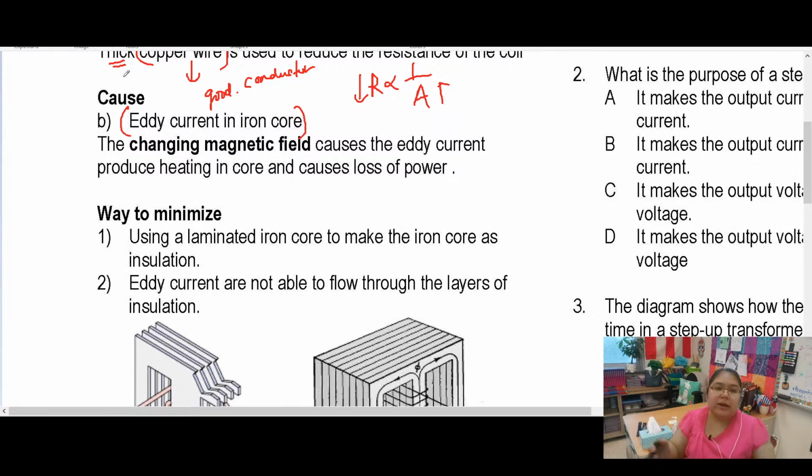Now let me explain it for you. Eddy current means the changing magnetic field. As I told you just now, because of the soft iron, they produce various magnitude and direction, so they have changing flux. The changing flux goes to the secondary coil. When they do the changing flux, they will lose energy, they will lose power. This changing magnetic field we call eddy current. So from here we're going to see how to solve this problem, eddy current.